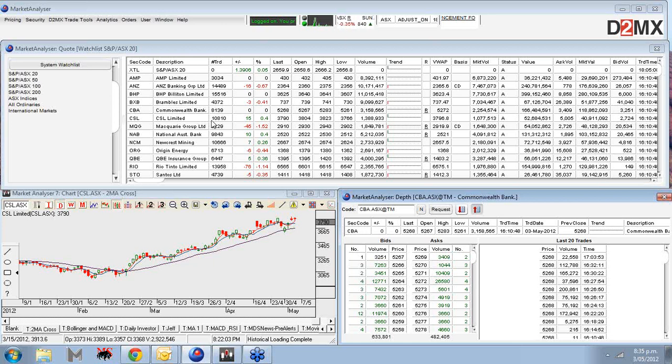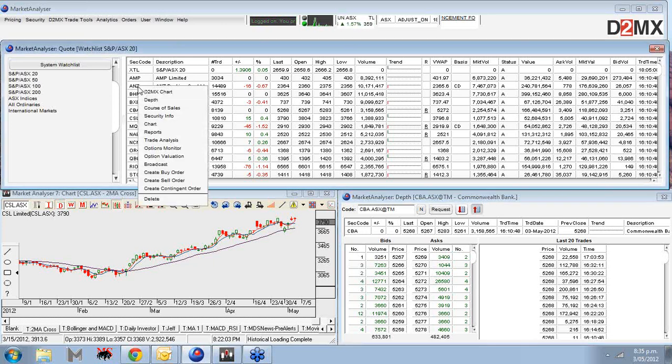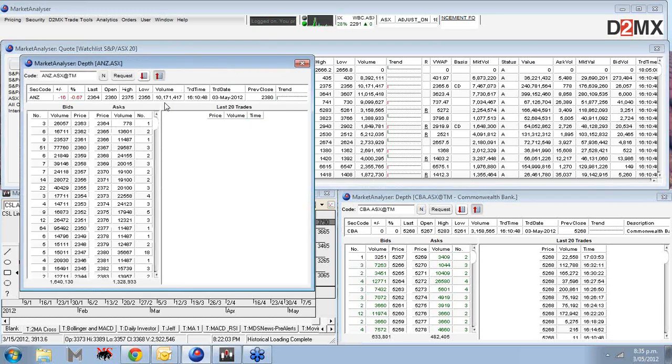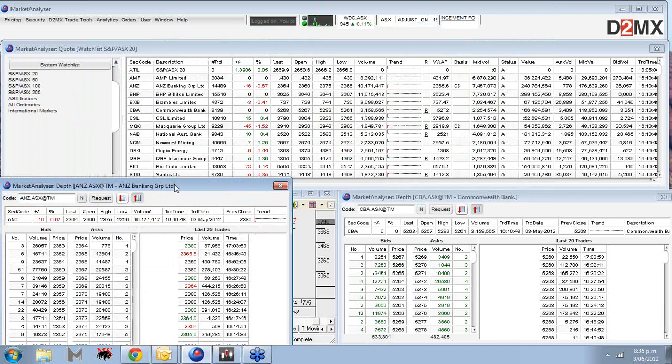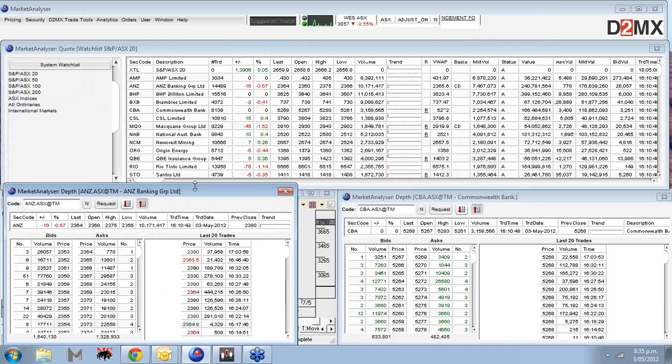Your market depth can be got for any share just with a right click on it and clicking on the depth button here. That opens a new window for that particular company that you've brought up.